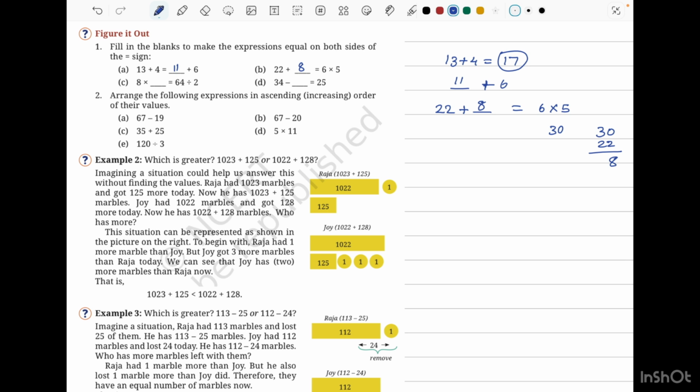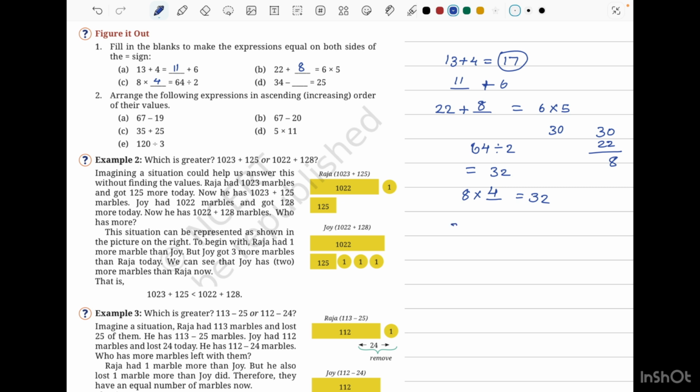Next question. 8 into dash equal to 64 divided by 2. We can find the value of 64 divided by 2, which is 32. So the answer should be 32, and it could be a multiplication. So which number multiplied by 8 will give 32, which is 4. 4 times 8 is 32. So the answer is 4.